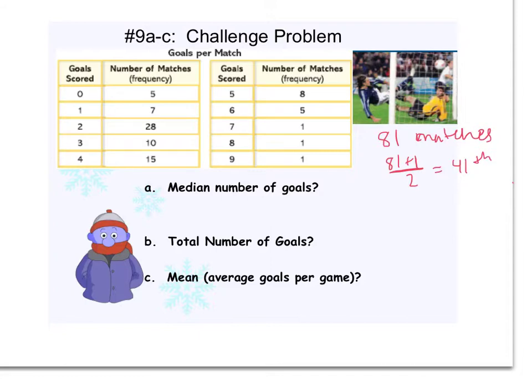So the 41st data value is where my middle is going to be, halfway. So I want to count to find the 41st value. In the goal of 0, there are the first 5 data values, the first up through the 5th. And then with a goal of 1, I have 7 more. So that would be the 6th up until the 12th data value. 2 goals are the next 28 spots, 13th value all the way through the 40th value, which means the 41st value would be in the next set of goals. The 41st data place is at 3 goals. So now I know that the median or the middle number of goals was 3.